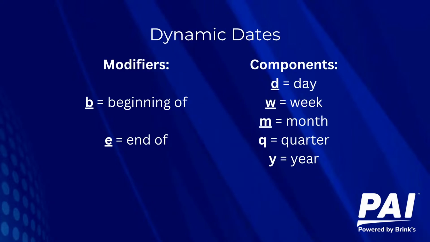A dynamic date is a modifier followed by a component. We have two modifiers. We have B, which means beginning of, and then E, which means end of. And the components that follow the modifier are day, week, month, quarter, and year. D for day, W for week, so on and so forth. Well, how would you use that in our website?